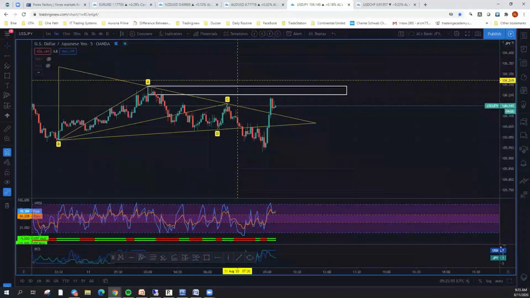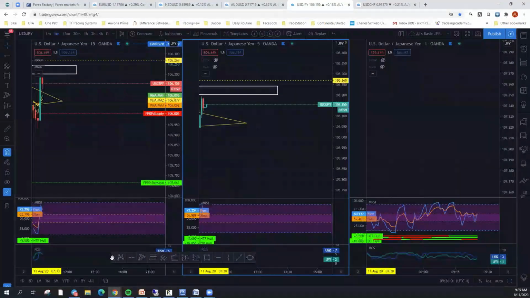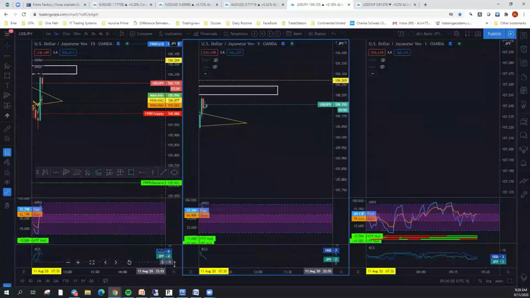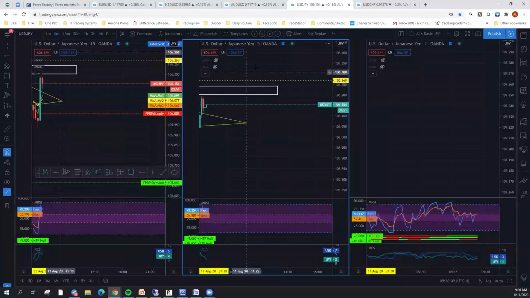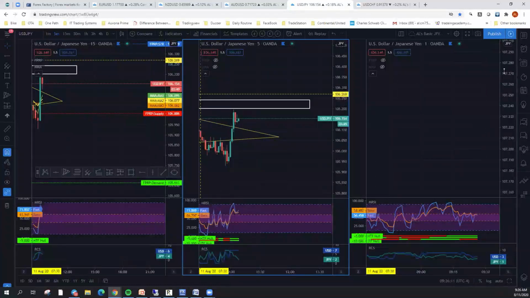Dollar is still strong on the 5-minute by 4. Dollar is strong by 2, by 3 now, going from the strongest, almost to the strongest currency on the 15-minute.